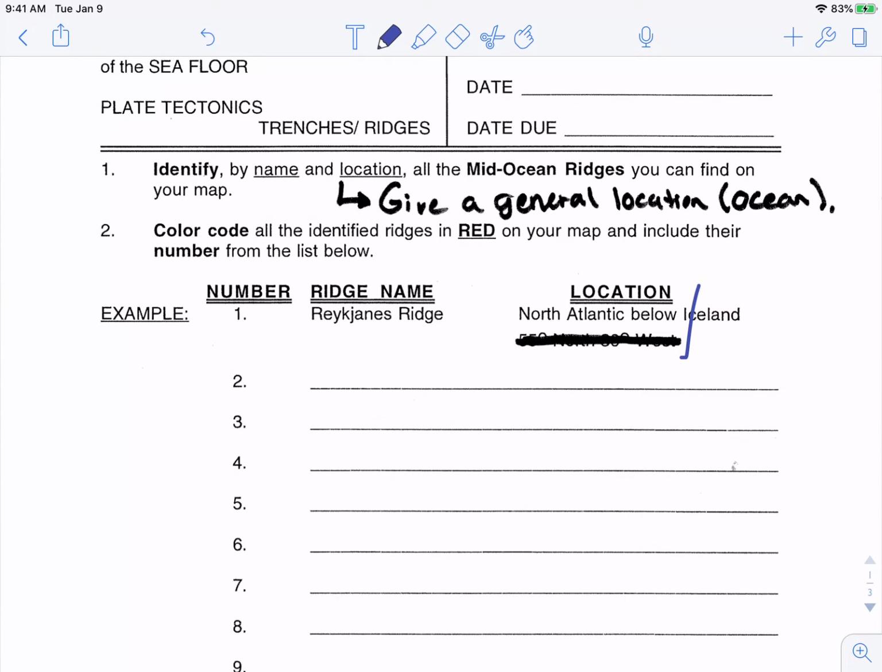When you write down and find a name of a ridge or a trench, you're also going to write down a location, and it doesn't need to have latitude or longitude. It just needs to be a general location of where you found it. For instance, this ridge, which is near Iceland, is called the Reykjanes Ridge, and it is in the North Atlantic below Iceland. That is specific enough where we can find it on the map. So we're going to do that by looking at this map.